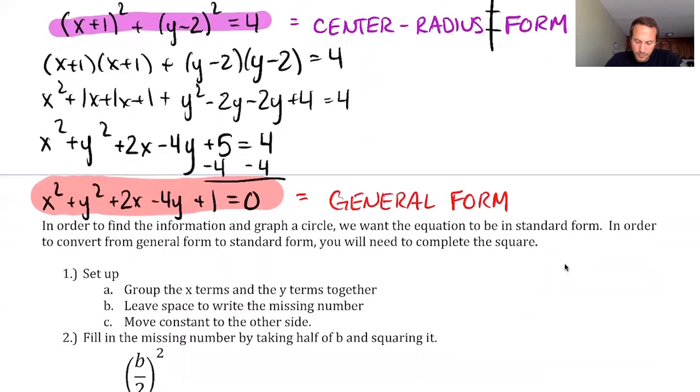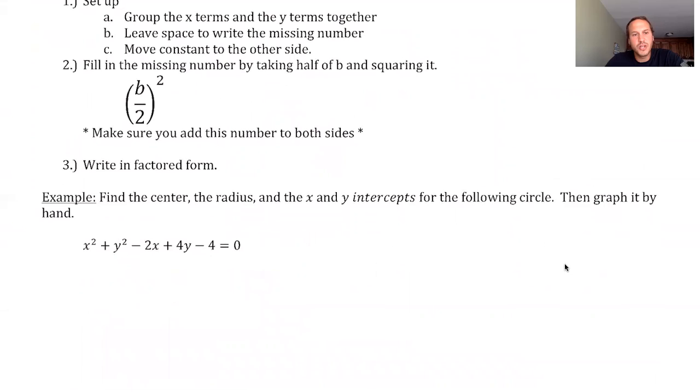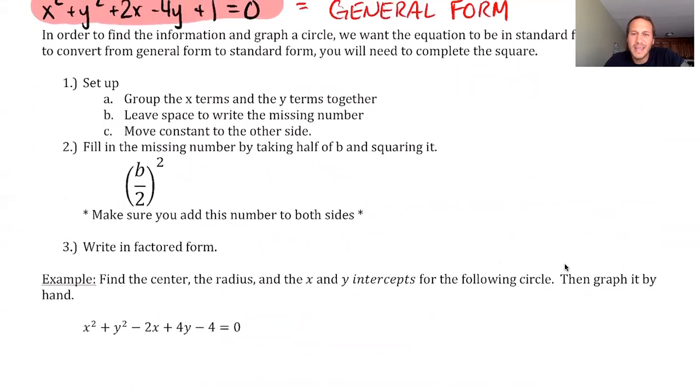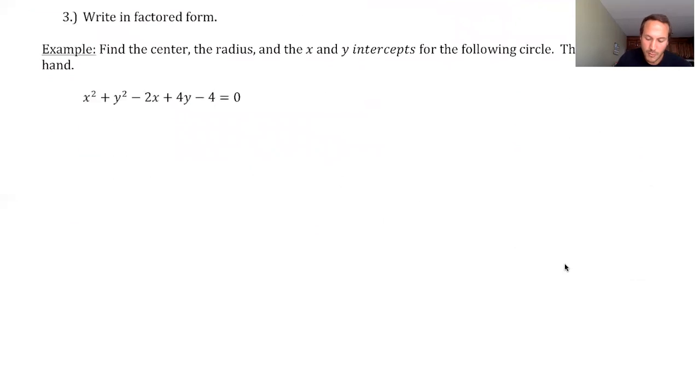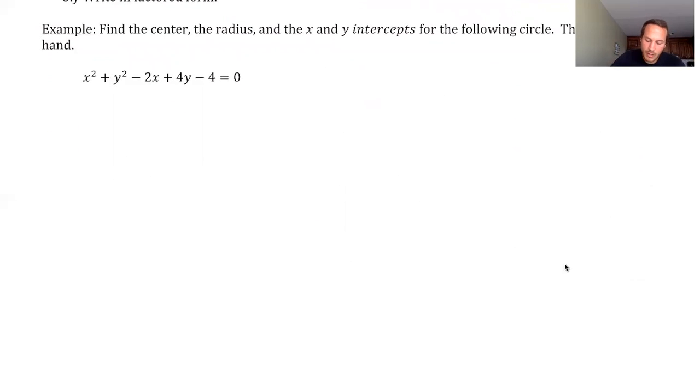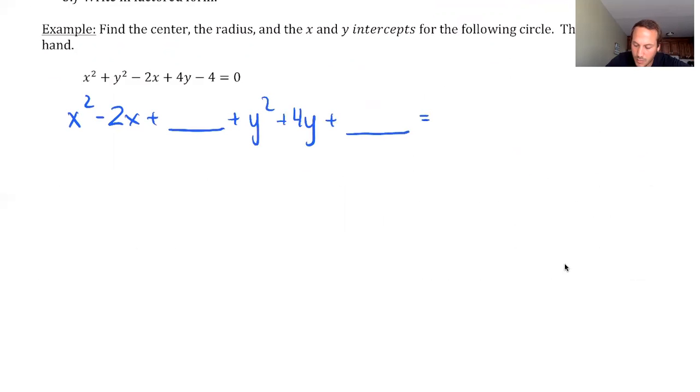Moving forward, what if I want to go the other way? Being in general form doesn't really help me that much. And if that's the case, I've got these steps right here for you, where you group your x terms, you group your y terms, you leave some space. Let's just practice. It's going to go better rather than just reading it to you. So the first thing that I want to do is rewrite this so that it says x squared minus 2x plus blank plus y squared plus 4y plus blank is equal to 4 plus blank plus blank.